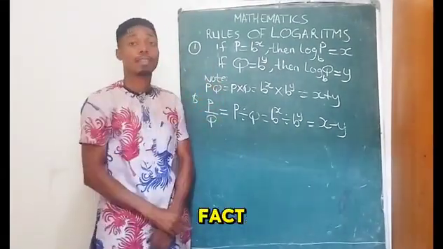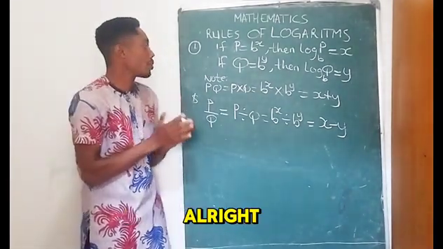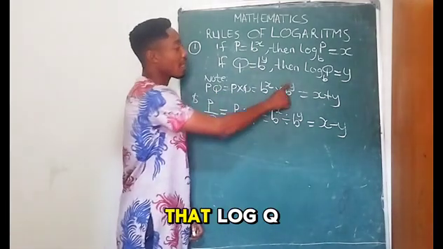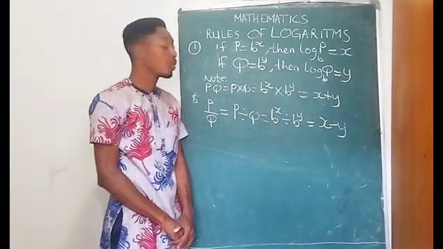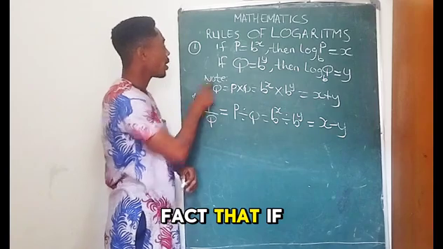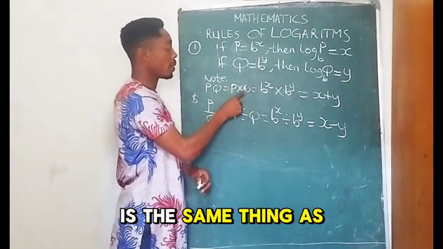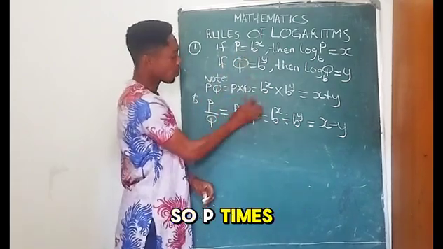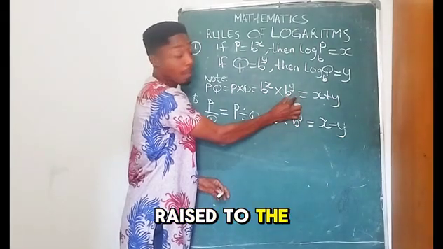Now that we have established that fact, it is also important that we look at another number q. Alright, so if q is equal to b raised to power y, it also means that log q in base b is equal to y. Before we proceed, we note the fact that if p times q is something, pq is p times q. Remember, p was b raised to power x, so p times q means b raised to power x times b raised to power y.